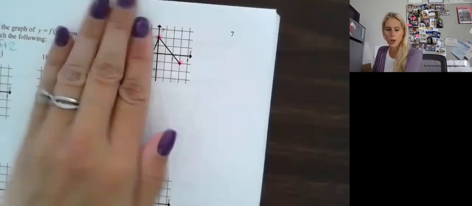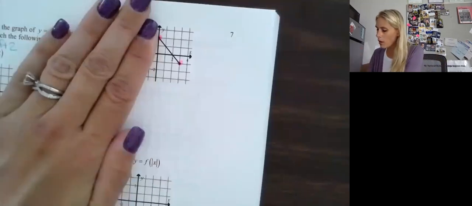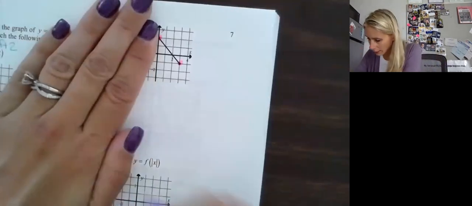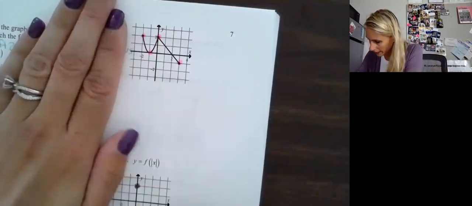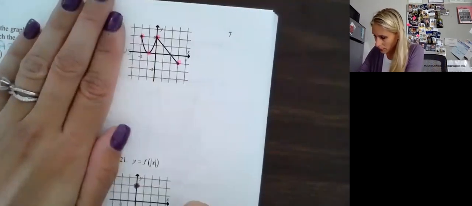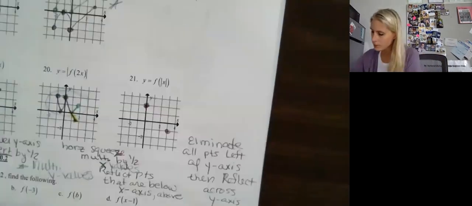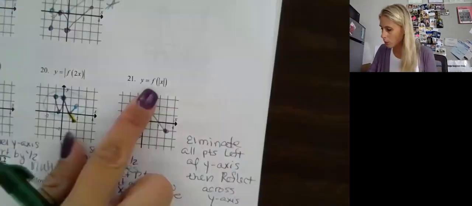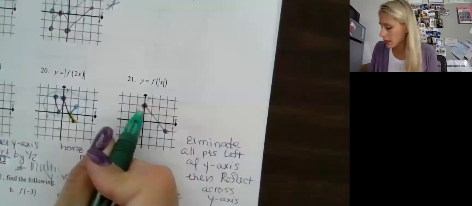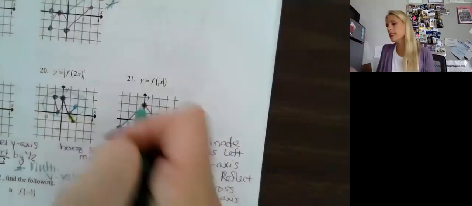So if I look at the original here, I'm getting rid of all of this. If I eliminate the left side, all I am left with is this linear equation. Now, the second part was to reflect what you see over the y-axis. Luckily, this is on the axis itself, so it stays there. But if I reflect, I end up over here, and it becomes this V.